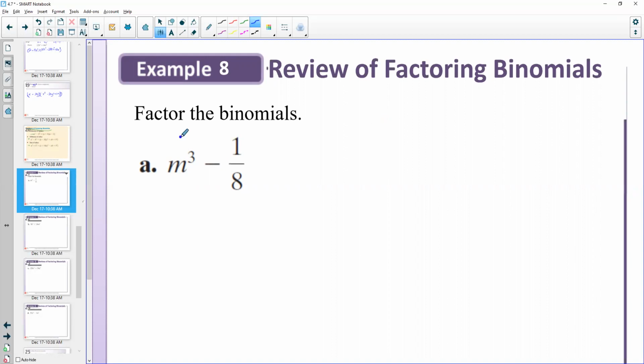M cubed is a cube. This 8 down here is a cube. Even though it's in the denominator, it's okay. So this is a difference of cubes. The base here for the first term is m. The base for the second term is half.